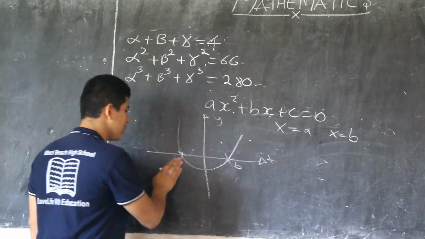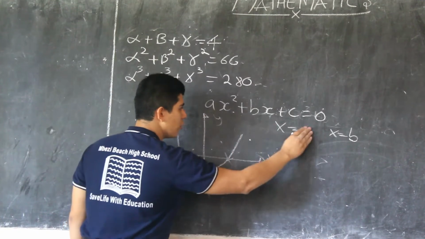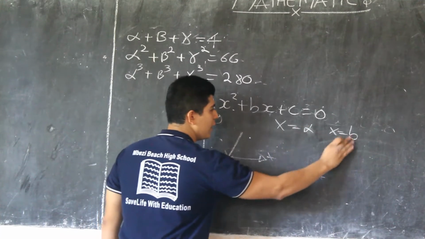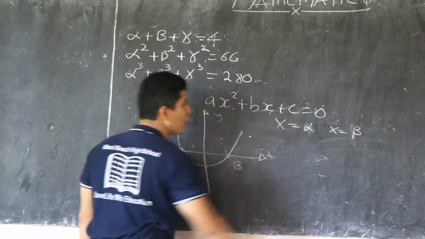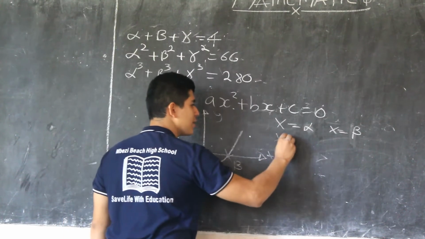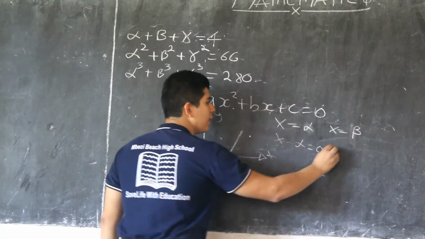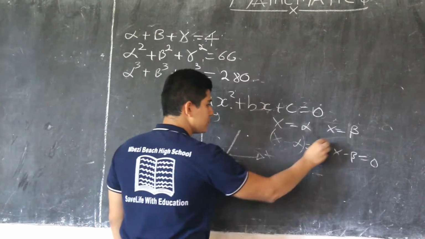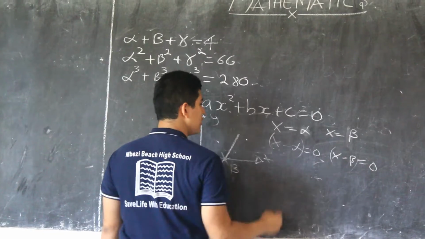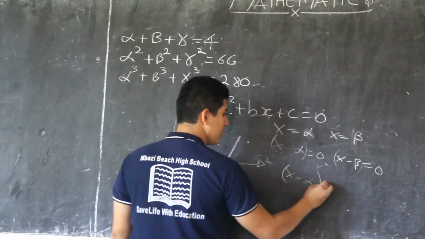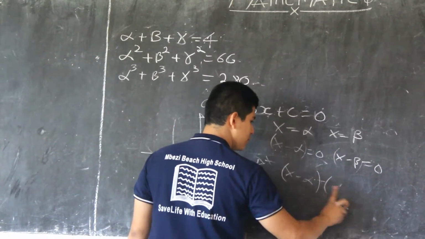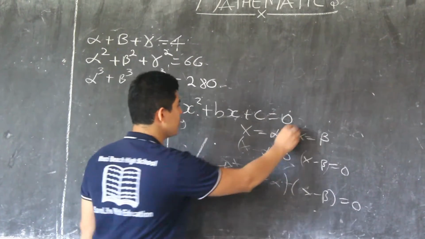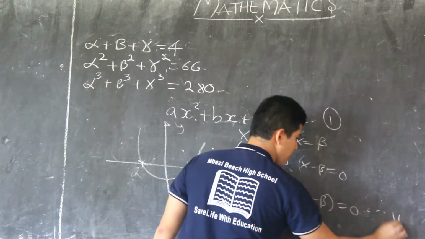Now let me not call it B because I have the value of A. Let me call it alpha, and now let me call it beta. It means that x equals alpha and x equals beta. Now by knowing this, we can say that x minus alpha is equal to 0 and that x minus beta is equal to 0. Now take this times this, means that x minus alpha times x minus beta is going to be equal to 0. Let me call this equation number 1, and this equation number 2.